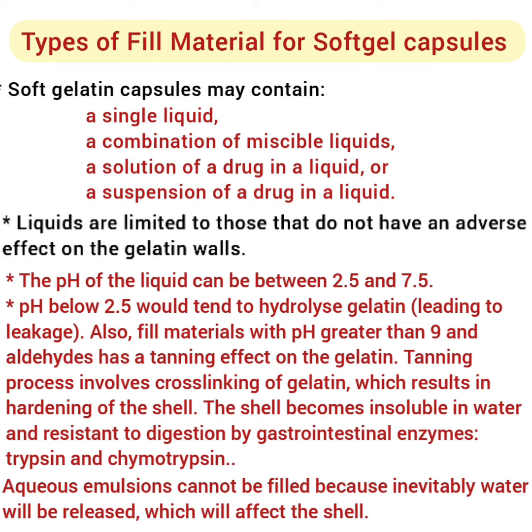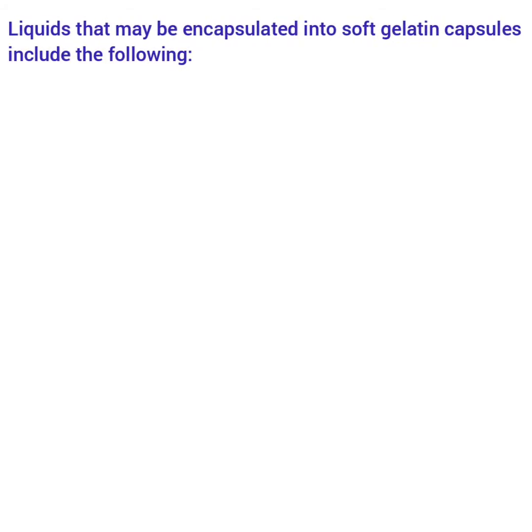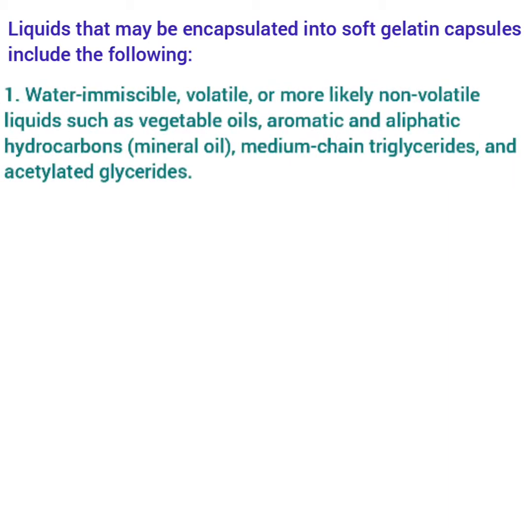Aqueous emulsions cannot be filled in soft shells because water will be released, which will affect the shell. Liquids that are both water miscible and volatile cannot be encapsulated because they will move into the hydrophilic gelatin and will leak. Liquids that may be encapsulated into soft gelatin capsules are water immiscible, volatile, or more likely non-volatile liquids such as vegetable oils, aromatic and aliphatic hydrocarbons, mineral oil, medium chain triglycerides, and acetylated glycerides.